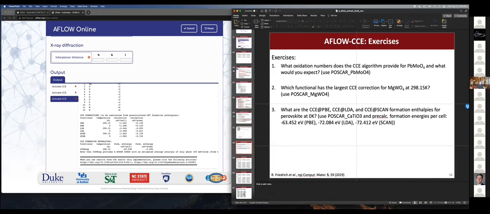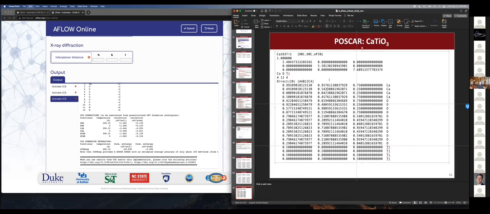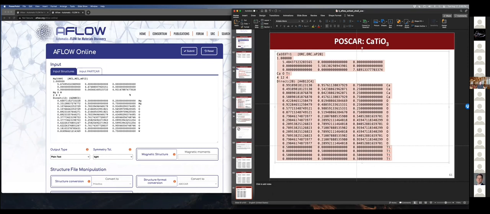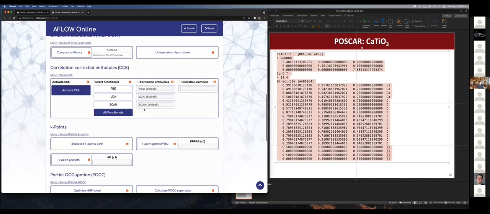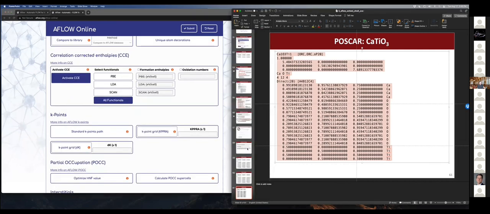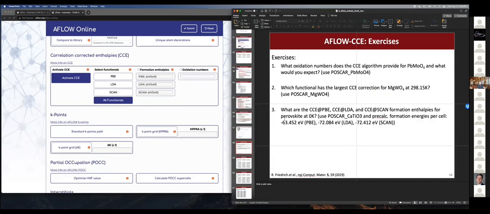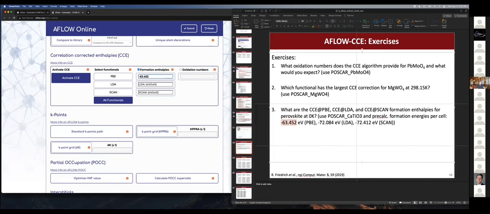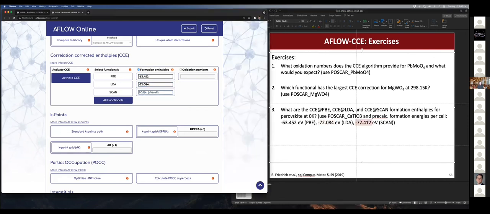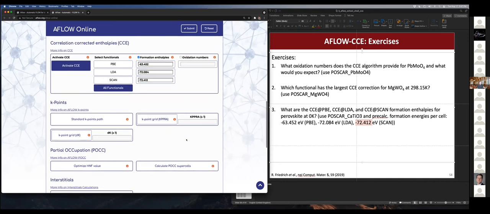Okay, last question. Grab our structure here. We're going to plug it into the portal here. And then I'm going to go down here because it asked us to feed in the pre-calculated formation enthalpy energies. So here, this is for PBE. We're going to click on that little button there. I'm going to plug this in here, and I'm going to plug this in here. Okay, I hit submit.